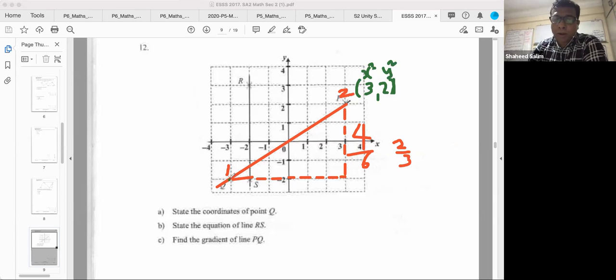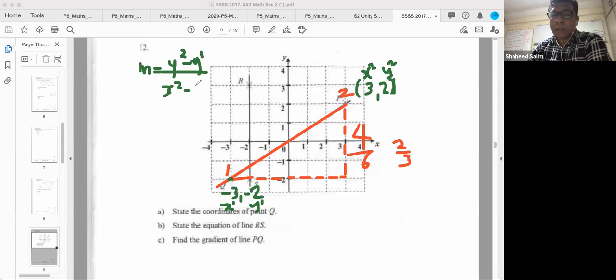Next one down here, this is point 1, right? What's the coordinate of x? Minus 3. What's the coordinate of y? Y is minus 2. So this one is x1, and this one is y1. Formula for gradient? M stands for gradient. The formula is y2 minus y1 over x2 minus x1.